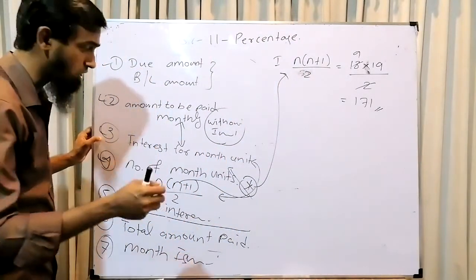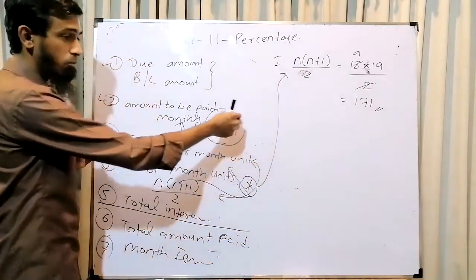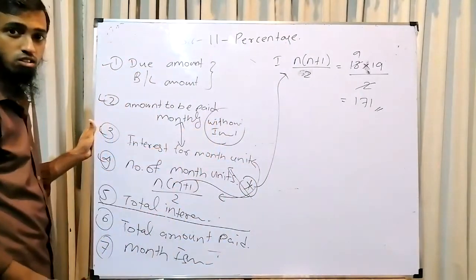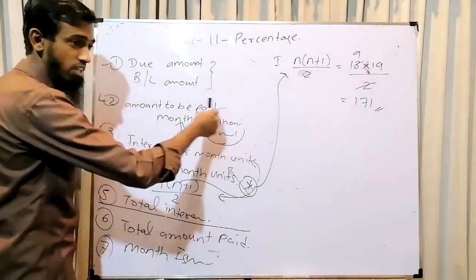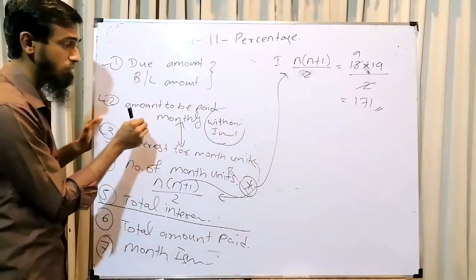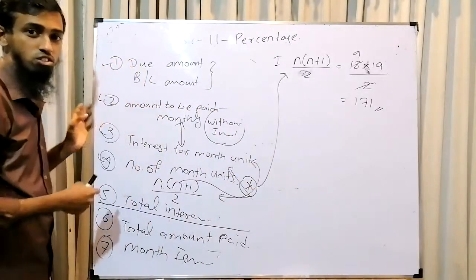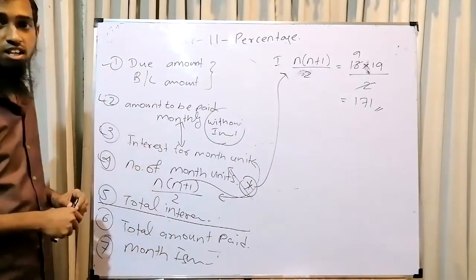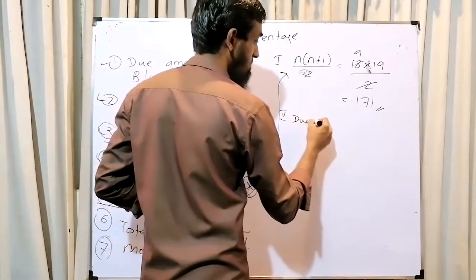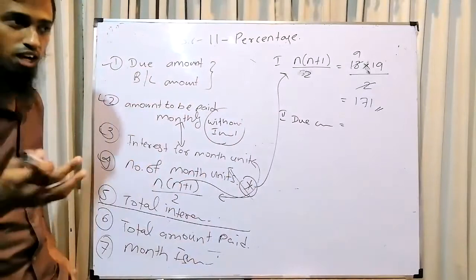If you need to calculate interest for a month unit, you need to find the amount without interest for a month. You have the connection. Now you can understand it. If you need the monthly installment, you need to calculate the due amount. So in reverse, that is the connection. First we need to calculate the due amount. You have the sentences, I just wrote them in short form, and you have the answers also.